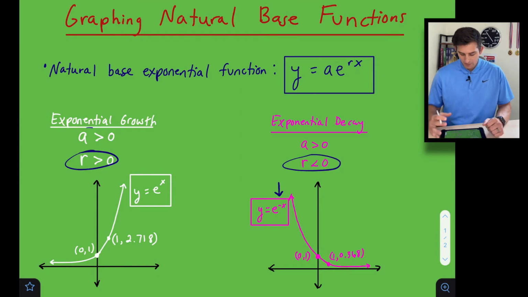Another key point on our exponential decay basic function would be (1, 0.368). Once again, that is what we would get if we plugged in 1 for x and evaluated e to the negative first power on our calculator. That's the approximate decimal that we would get.